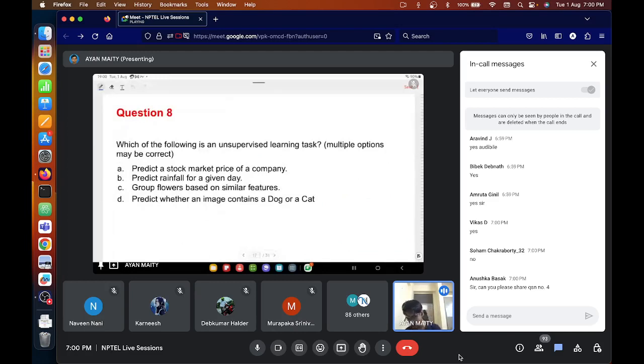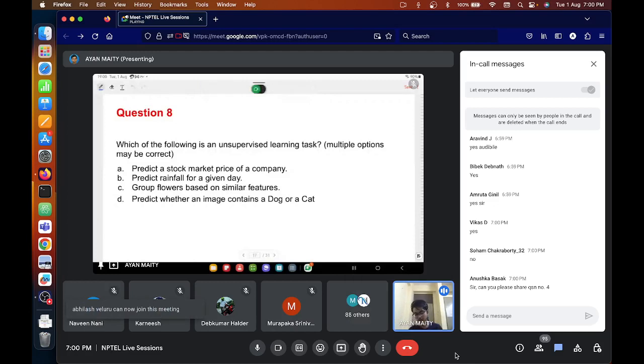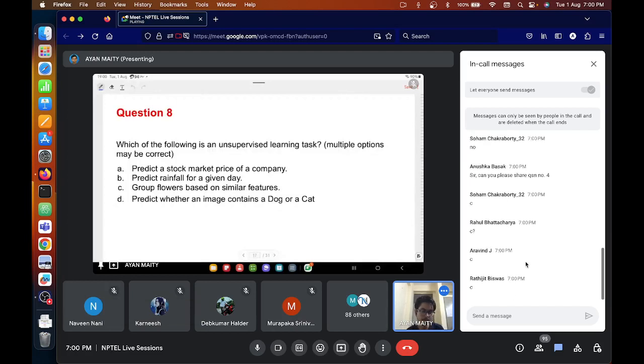Which of the following is an unsupervised learning task? Multiple options may be correct. There are 4 options. Option A: predict the stock market price of a company. Option B is predict rainfall for a given day. Option C: group flowers based on similar features. And option D is predict whether an image contains a dog or a cat. So you have to find out which of these is or are an unsupervised learning task.